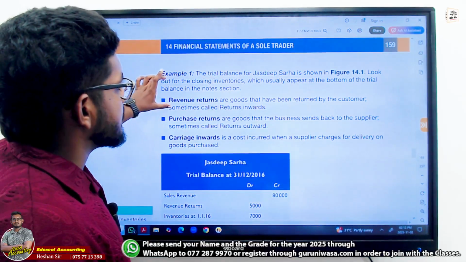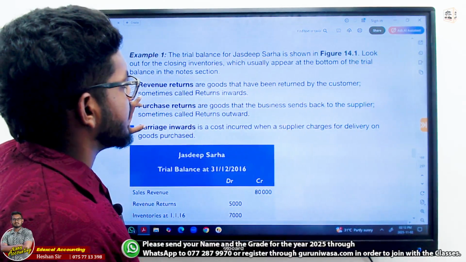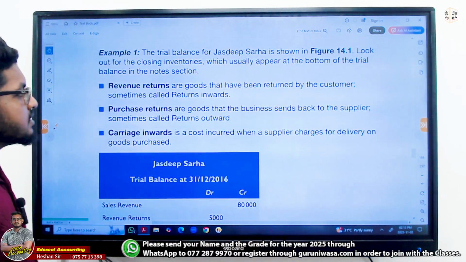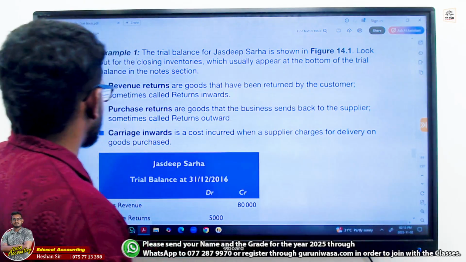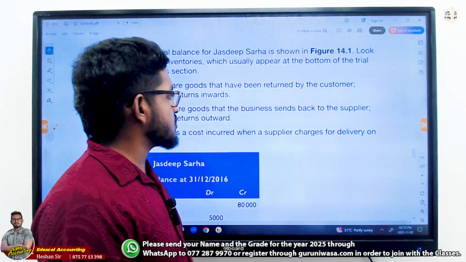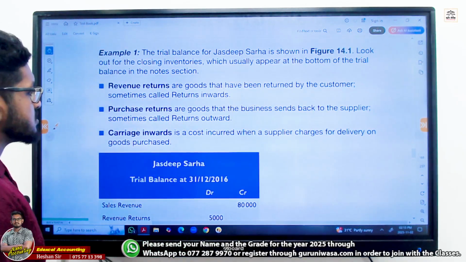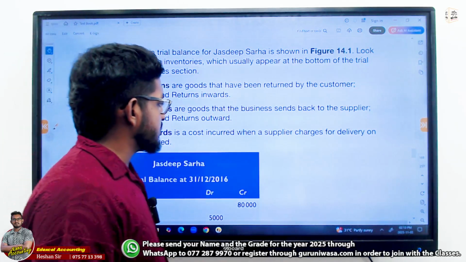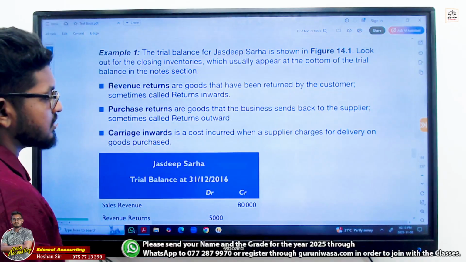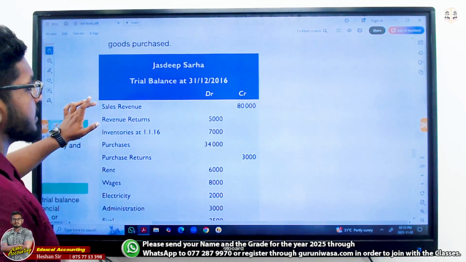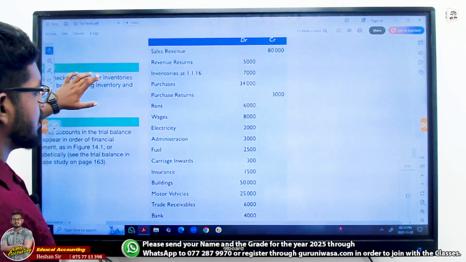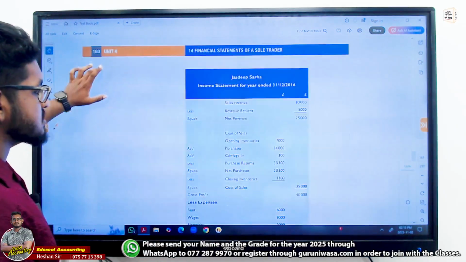Look out for the closing inventory, which usually appears at the bottom of the trial balance in the notes section. Revenue returns are the goods that have been returned by the customer, sometimes called returns inwards. Purchase returns are the goods that the business sends back to the supplier, sometimes called returns outwards. Carriage outwards is a cost incurred when the supplier charges for delivery of the goods purchased. Now you can see, in here, normally our accounting period is mainly like this.